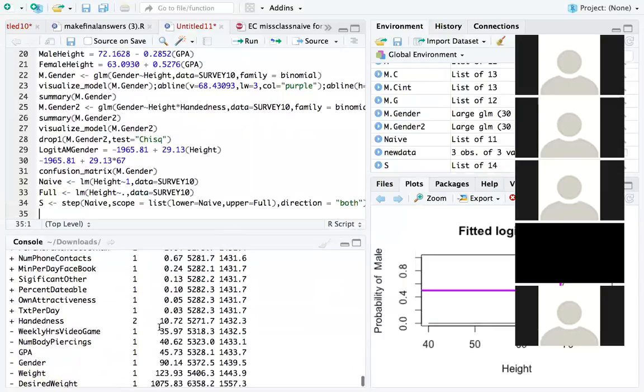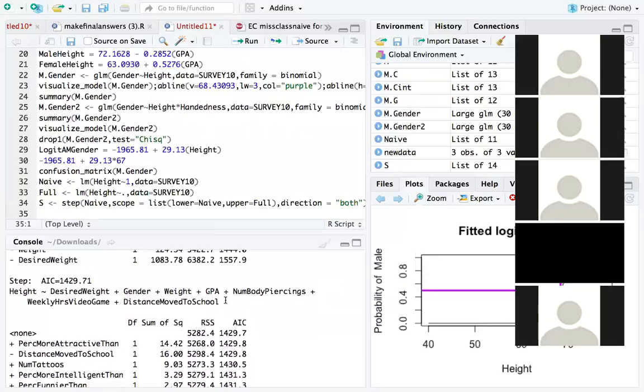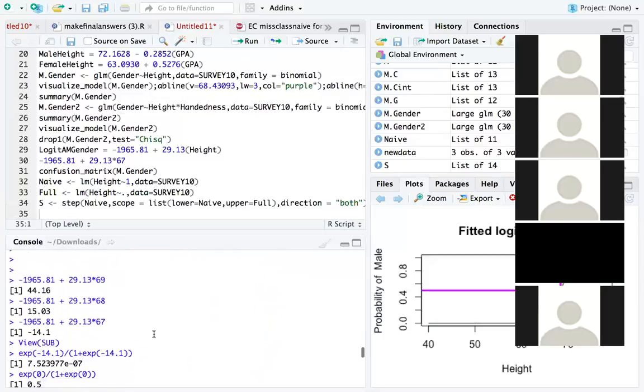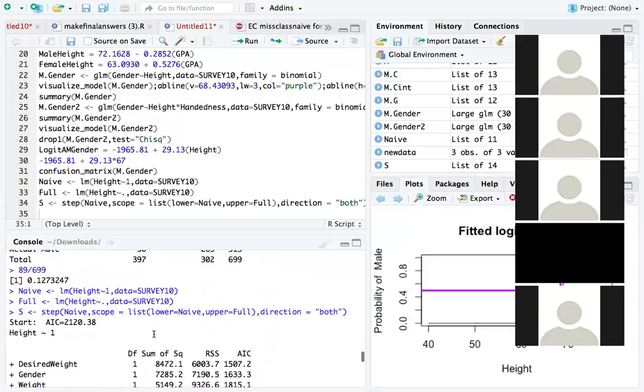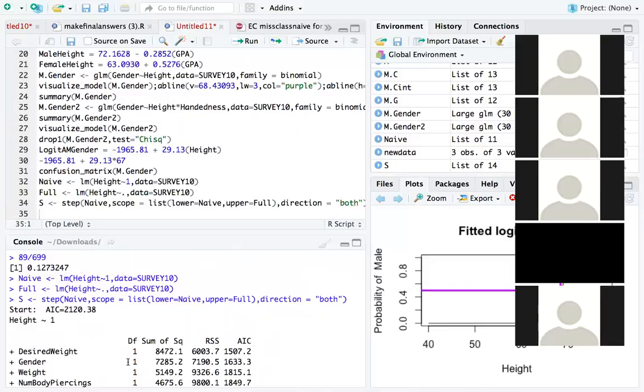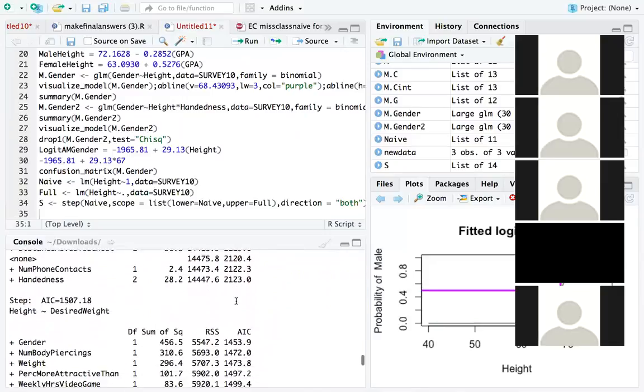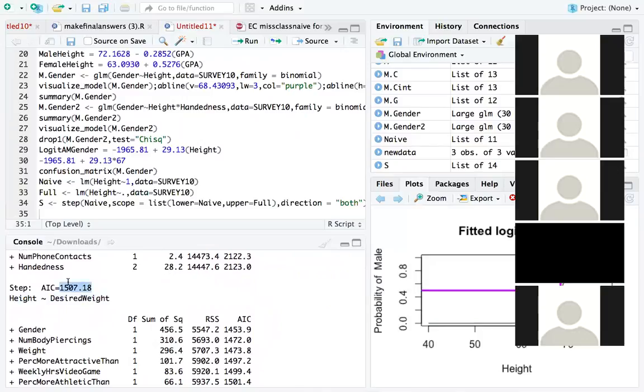Cool. Looks like it didn't do that much. This is the model it made for us right here. And once again, it's judging these models based on AIC. Every time it starts the process, it starts with nothing in the model if I start with the naive. And that's what you see right here, is we start with the naive model, which is where I asked it to start via this command right here. And then it puts in desired weight, because desired weight's actually going to lower the AIC the most. So the next time we see it, it has desired weight in it, and it actually has that AIC. Now it's going to put in what?